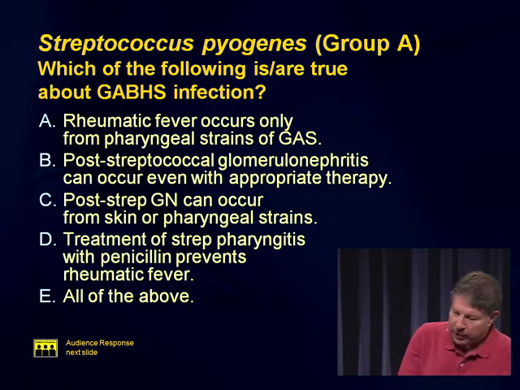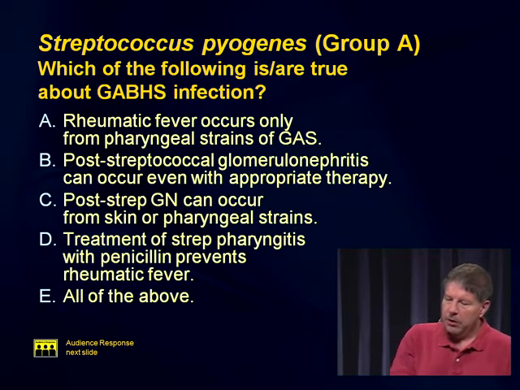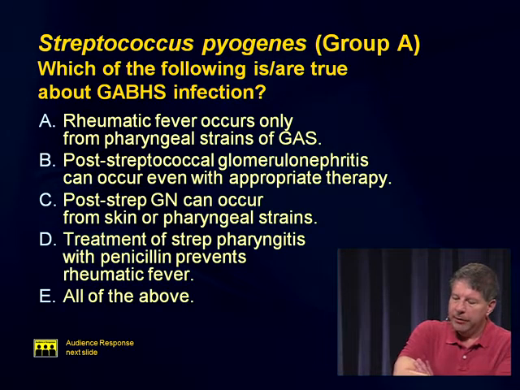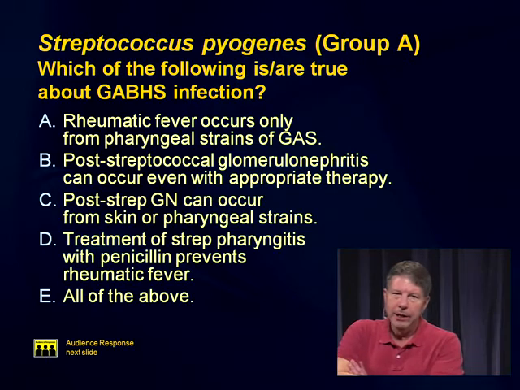Okay, so just briefly here, Streptococcus pyogenes is group A strep. Which of the following are true about group A beta hemolytic strep infection?